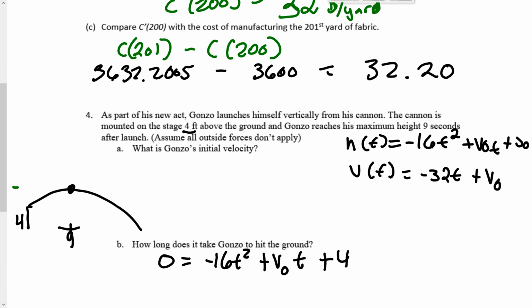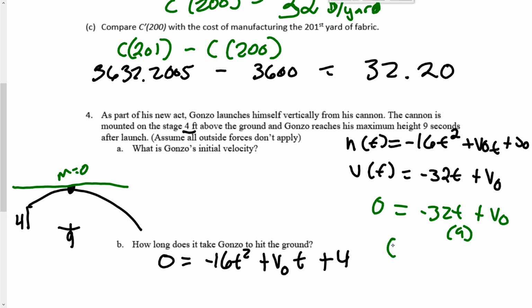Well, what is the derivative at that point? Isn't it 0? Because isn't that the slope of the horizontal tangent, which is m equals 0? So the derivative, which is velocity, would be 0 at that max height. So I set this velocity equation equal to 0, and I'm going to solve for my initial velocity because I know it takes 9 seconds. So I'm plugging 9 in for my t, and I'm going to solve. And I get v sub 0, initial velocity, equals 288. So there's my initial velocity.